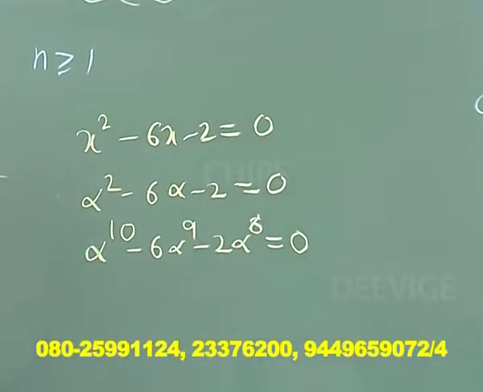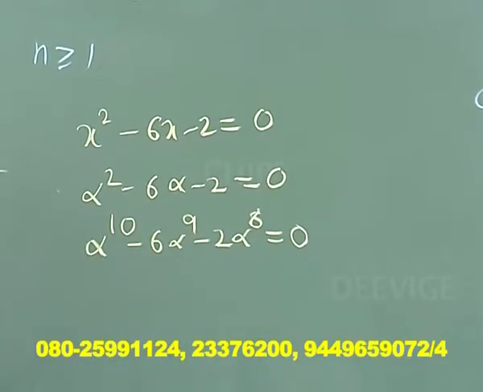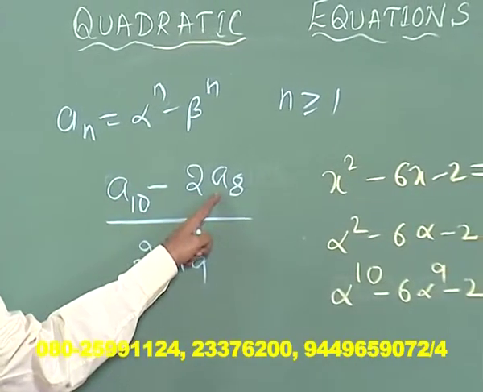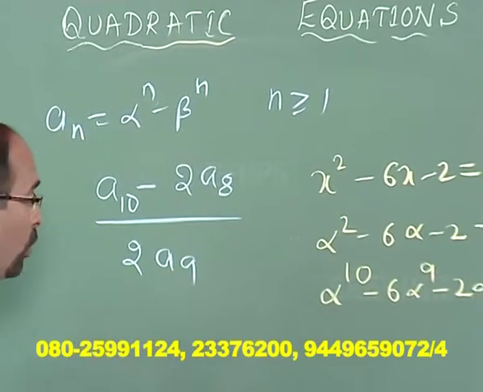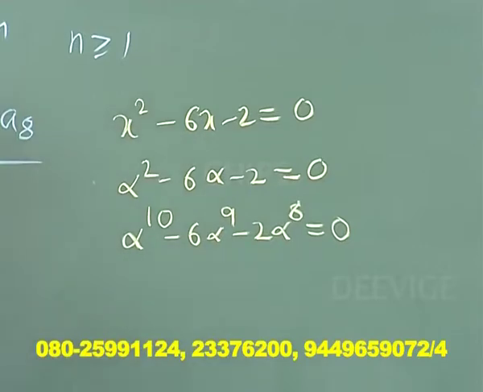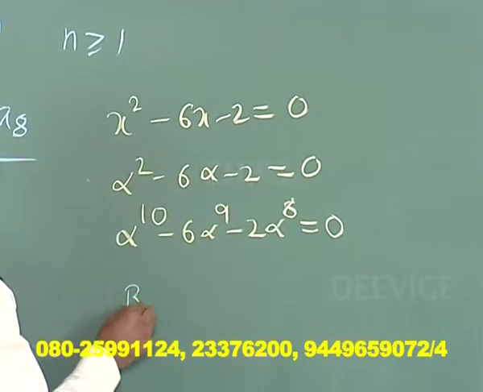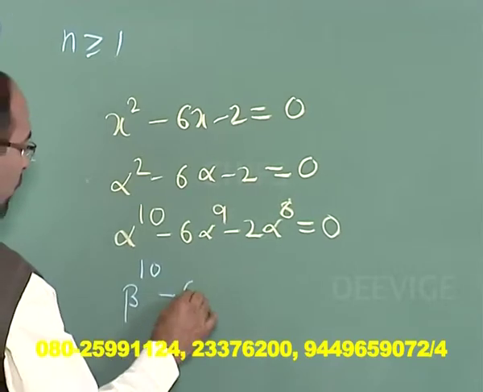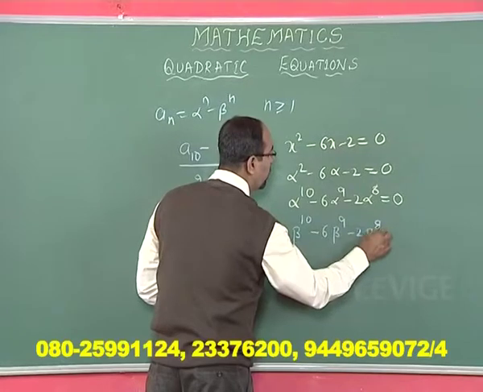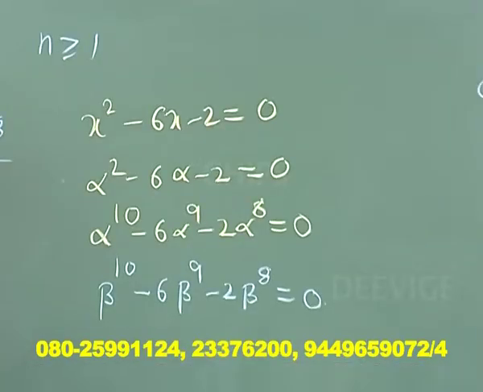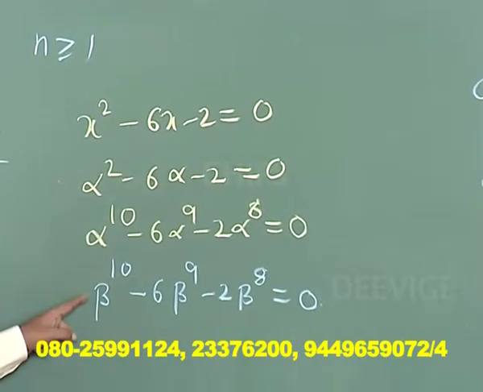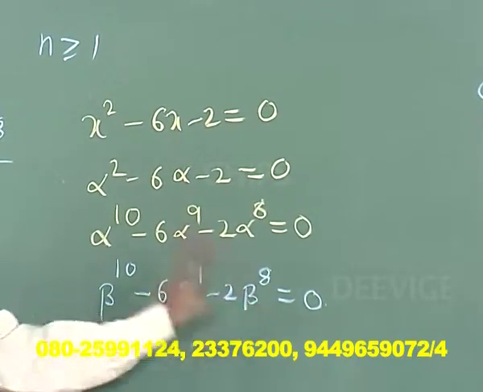Why am I doing this? Because we wanted terms in terms of A. That's why the expression should be in terms of A1, A10, A9 kind of thing. So, alpha power 10 minus 6 alpha power 9 minus 2 alpha power 8 is 0. Similarly, without hesitation, I can write beta power 10 minus 6 beta power 9 minus 2 beta power 8 is equal to 0. How did we get this? Just like alpha is a root of the quadratic equation, beta also must be a root of the quadratic equation.